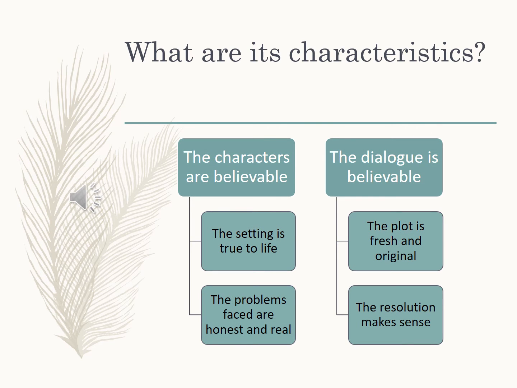What are the characteristics or the elements of realistic fiction? The characters are believable. It means the characters could be a boy, a girl, a mother, a dentist, a doctor. The characters are found in real life. The setting, it means the place is true to life. It could be at home, at school, in the schoolyard, in the garden, at your grandmother's. The problems faced are honest and real. It means the problems can happen to you even in real life. Love, hate, friendship.